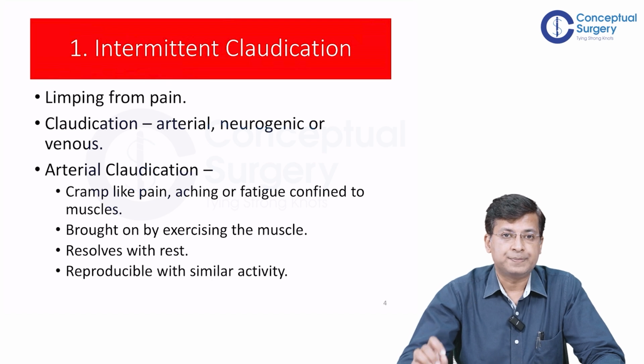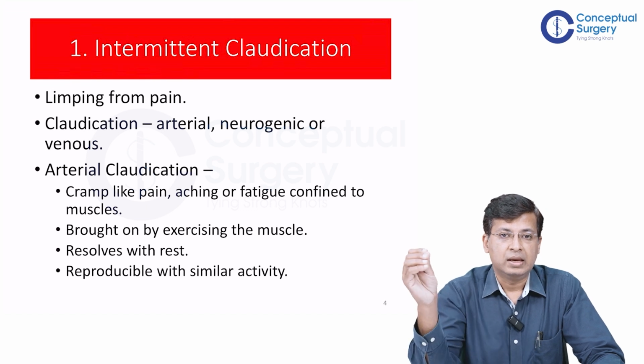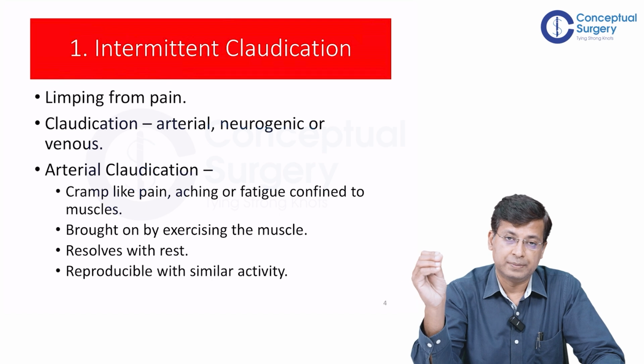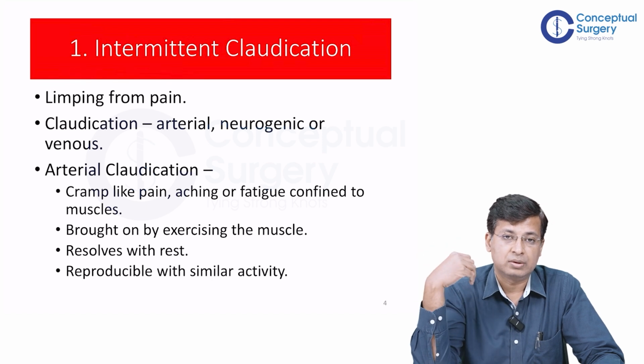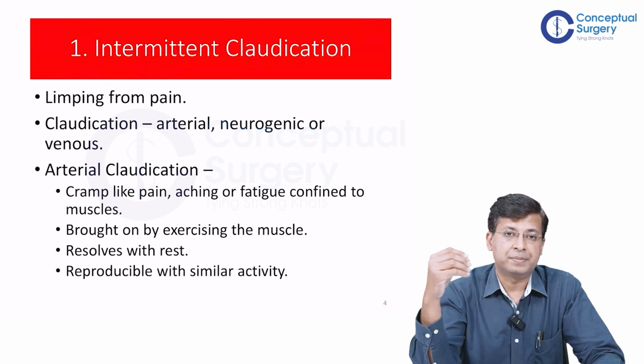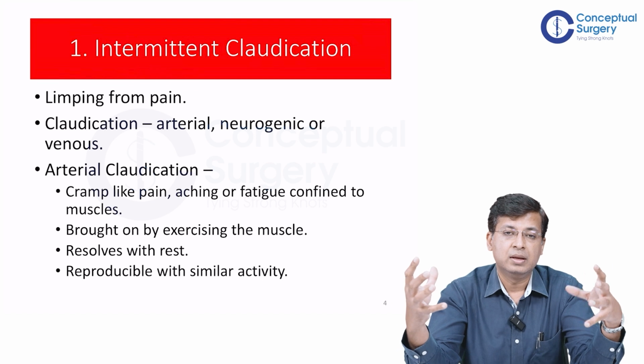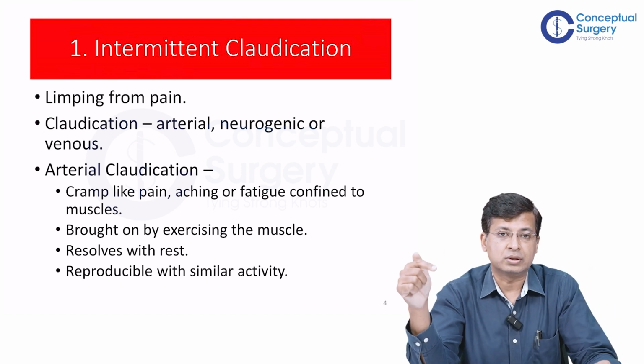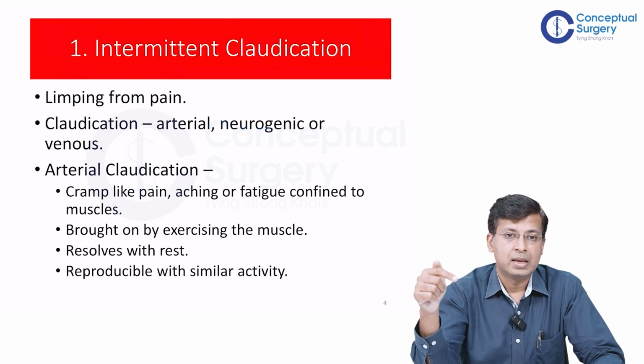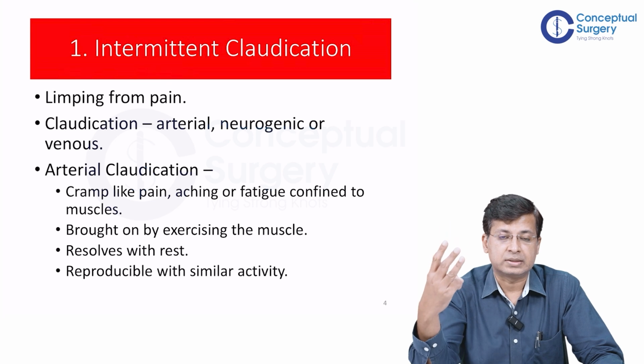So, what is specific about arterial claudication? It is a cramp-like, aching pain which is confined to the muscles which are ischemic. So, it will never be present throughout the limb. It will not be present as a generalized pain. The patient will be able to pinpoint the site where this pain is present. And then there are these three characteristics.